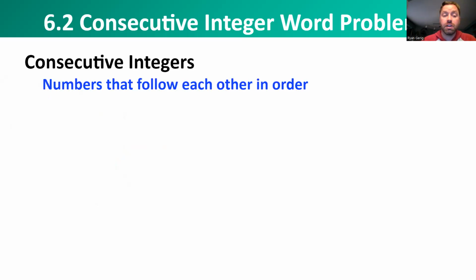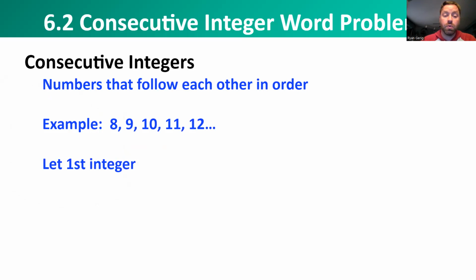Well, those are just simply numbers that follow each other in order. So counting. Think of example 8. What's the next number after 8? It's 9. After that, 10. After that, 11. I'm not going to count for you the whole video, but you get the idea. The difference is that we're not going to know what the first number is. The first integer is going to be unknown, so we're going to call it x.